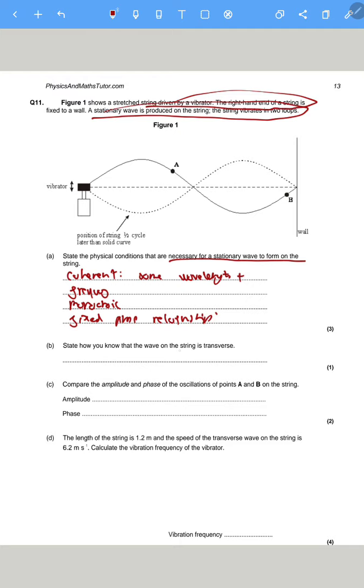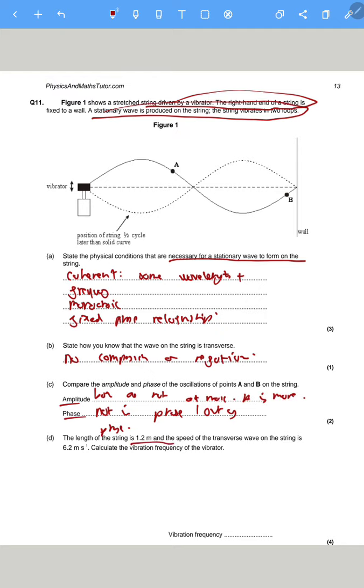State how you know that the wave on the string is transverse. No compressions or rarefactions. Compare the amplitude and phase of the oscillator on A to B. What do you mean compare the phase? Not in phase, or out of phase. Amplitude, both are not at max. A is more.